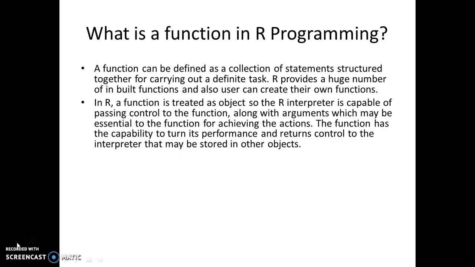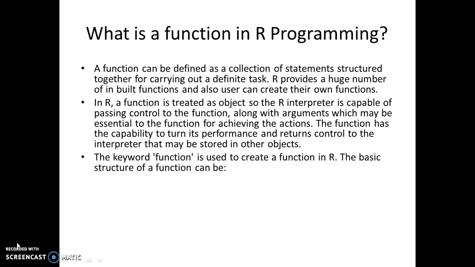In R, a function is treated as an object, so the R interpreter is capable of passing control to the function along with arguments which may be essential to the function for achieving the actions. The function has the capability to return its result and return control to the interpreter, which may be stored in other objects. The keyword function is used to create a function in R.